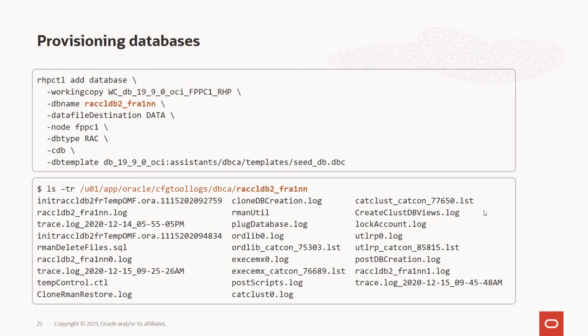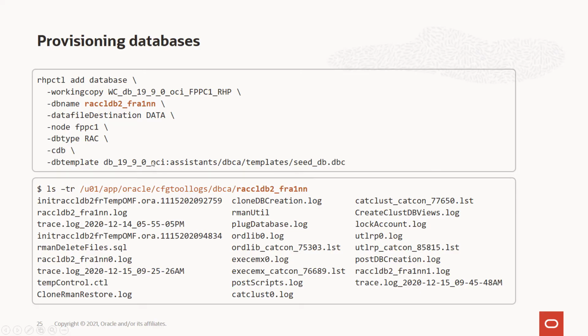And this is an example of creating a database with RHPCTL add database. We specify the working copy where we want to deploy the new database. We specify the database name, the DB unique name, where to put the data files, the type of the database, whether we want CDB or non-CDB, and the template, okay? So in this case, it is a template that is included inside the gold image.